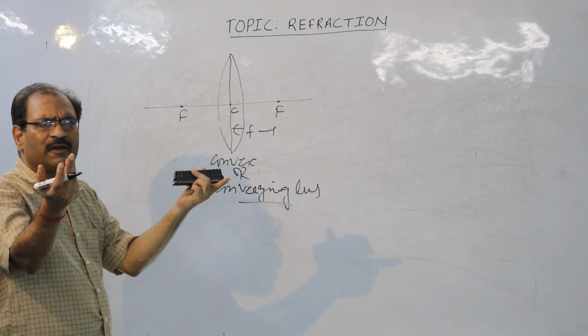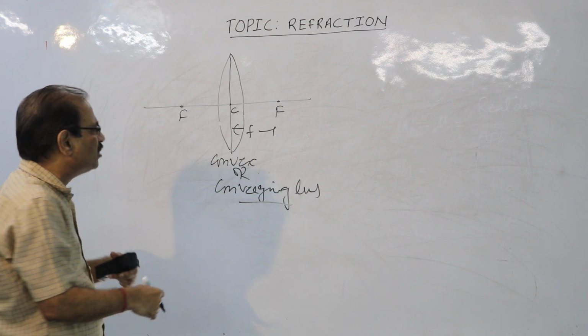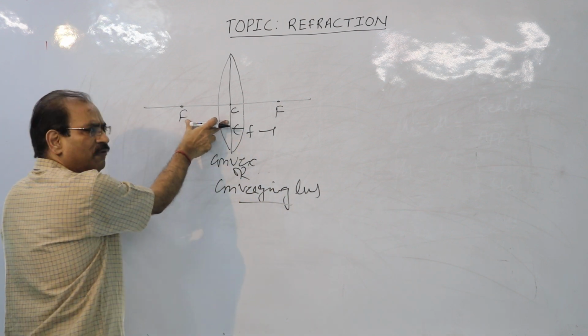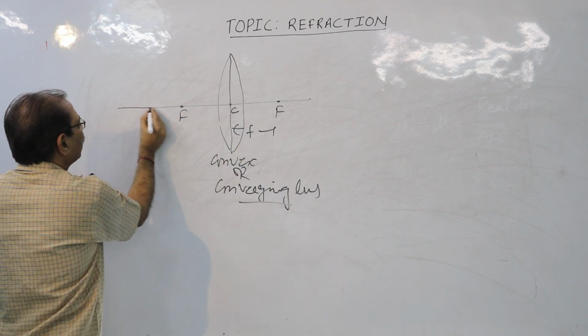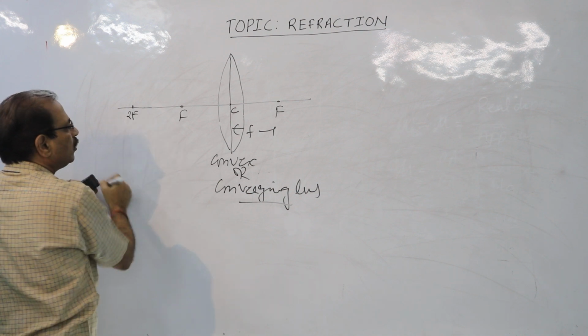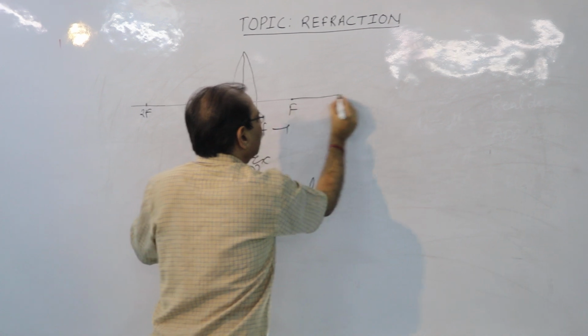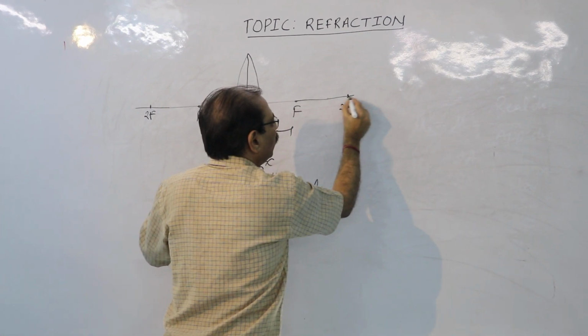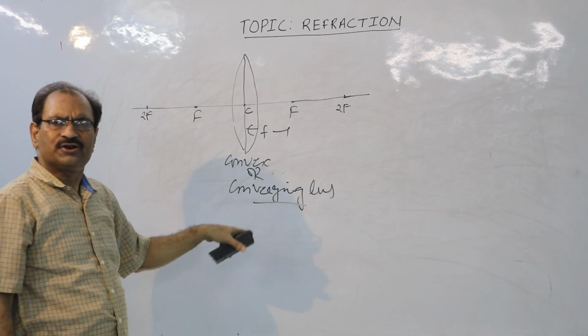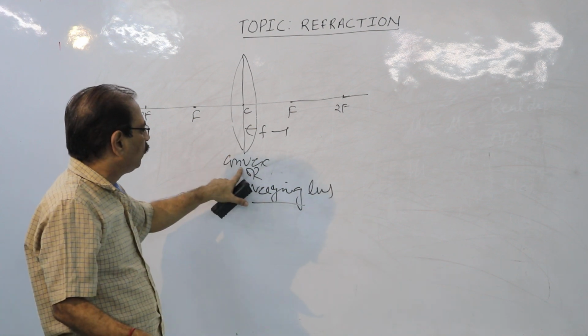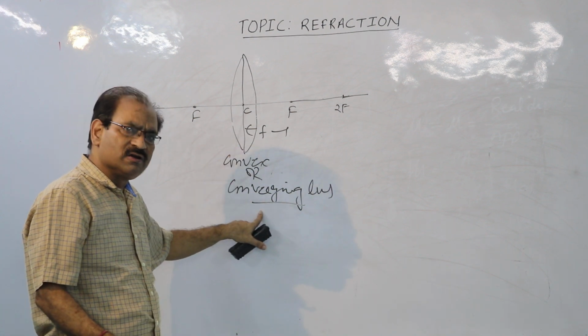Other points you can take as per your choice, as per your convenience. Say for example, if it is 15 centimeter, you can mark another point called 2F at 30 centimeters. Similarly, you can have another point over here at 2F. Alright, these are the features you know very well as far as the convex or converging lens is concerned.